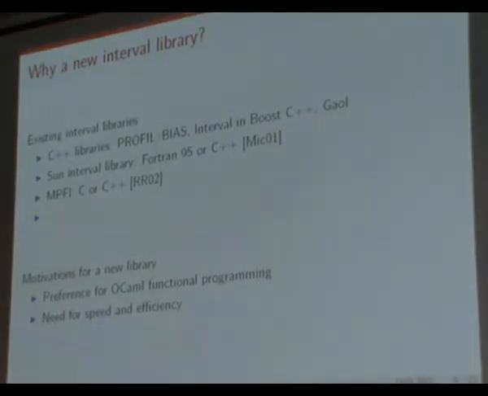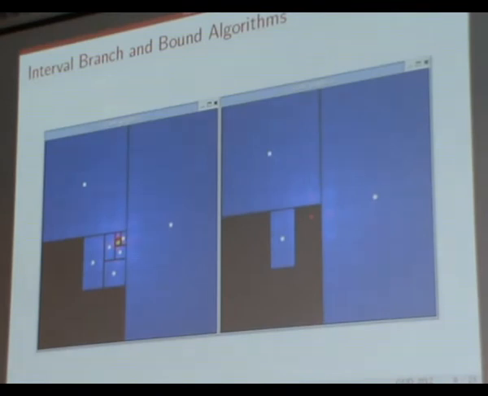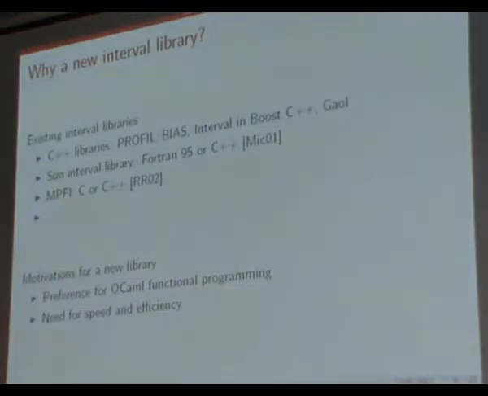There are actually a lot of existing interval libraries. Most of them are written in C++: Profil/BIAS, Interval in Boost C++, GAIL, MPFI. The Sun interval library was written in Fortran 95. So why implement a new library? We obviously have a preference for the functional paradigm of OCaml, and well, this particular algorithm has an exponential complexity. So there's potentially a lot of calls to the objective function. So this library has to be efficient.